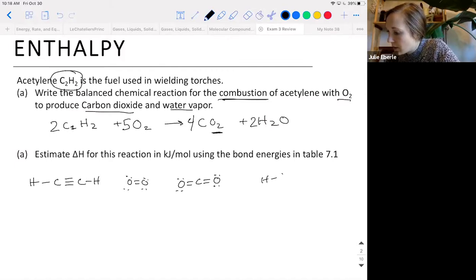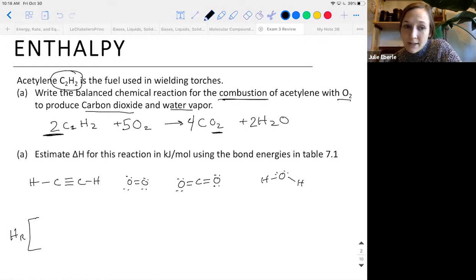And then water, again, we just drew water earlier. All right. So enthalpy of the reactants is going to be, keep in mind the coefficients. Do not forget those. So in 1 molecule of C2H2, acetylene, we have 2 carbon-hydrogen single bonds, but we have 2 of these molecules. So total, that is 4 carbon-hydrogen single bonds.